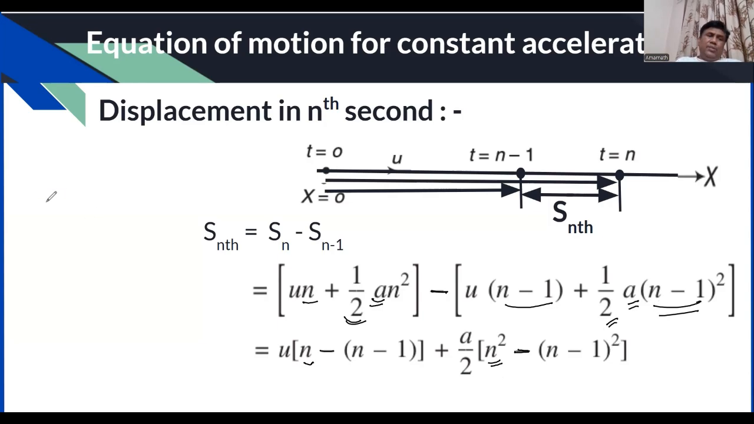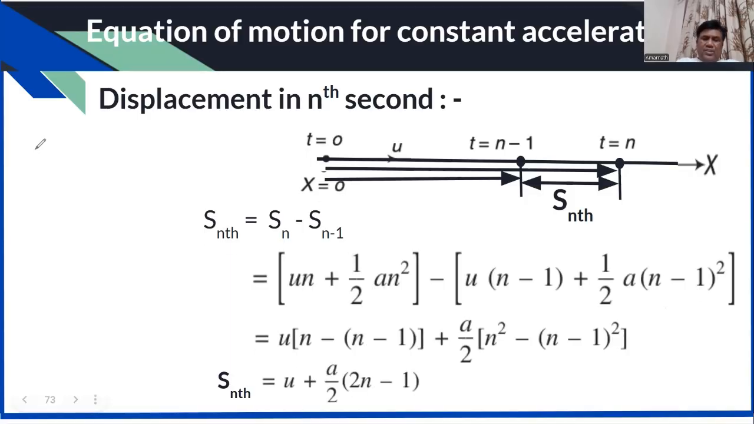This is simple calculation. I hope you understood up till now. If you have any issue, just let me know. Okay, nice. Then we just simplify it. You see, un minus n, it will be 0 only. So this part will be just u only.